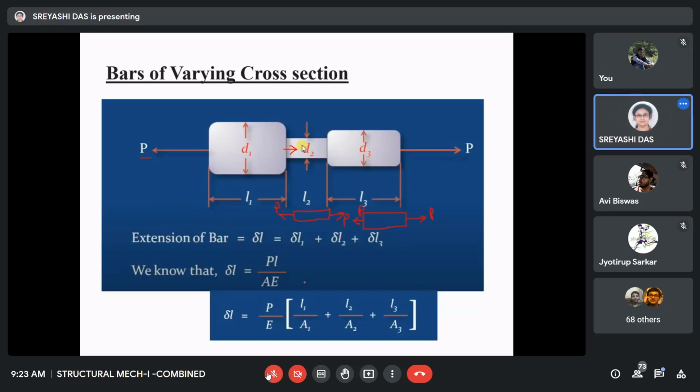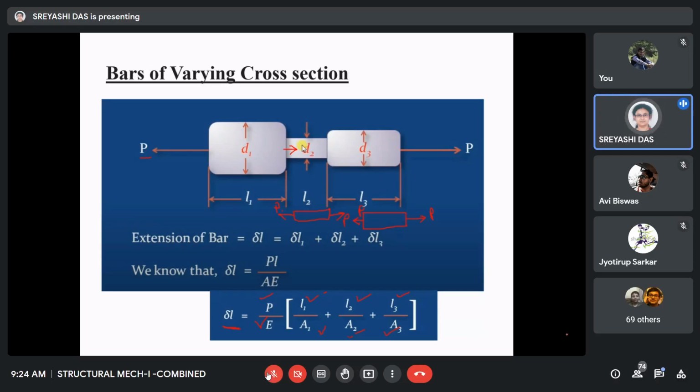So what will be the total elongation? This will be PL by AE. So P and E have the same value for all the parts, and L1, L2, L3 are different for these three parts, and A1, A2, A3 are different for these three parts. So we can get the total elongation for this particular bar of varying cross section.